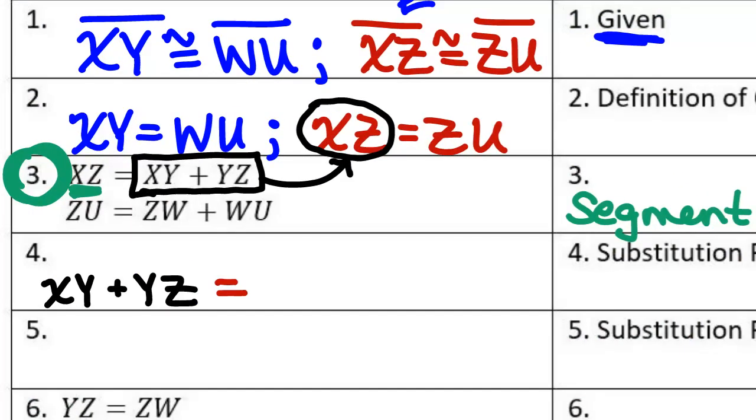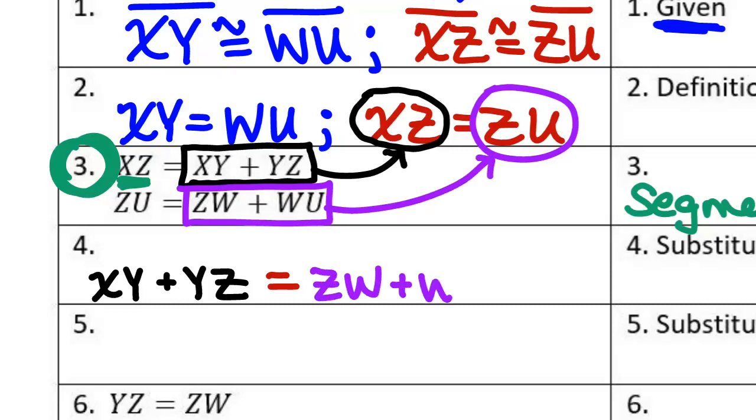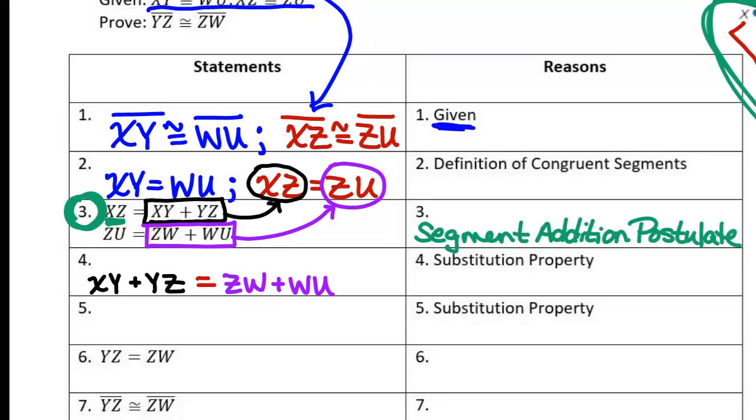Could I do a similar replacement for ZU over here? What would I replace the ZU with? ZW plus WU. That's my substitution property. I substituted on both sides, but I replaced them with things of equal value.